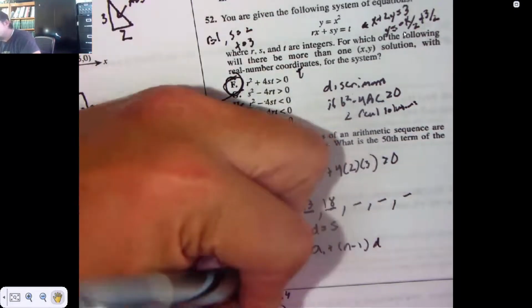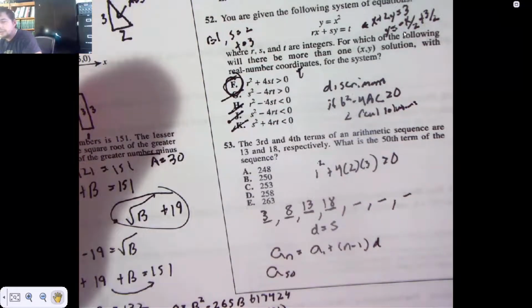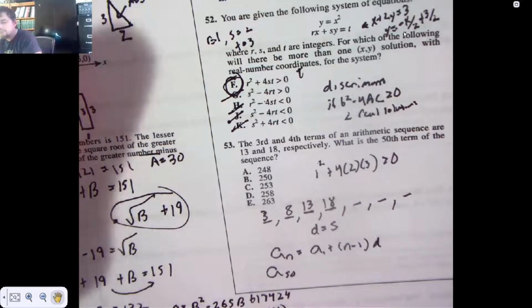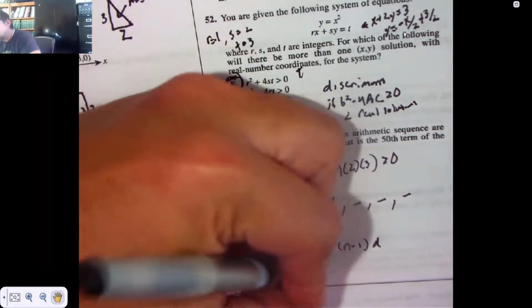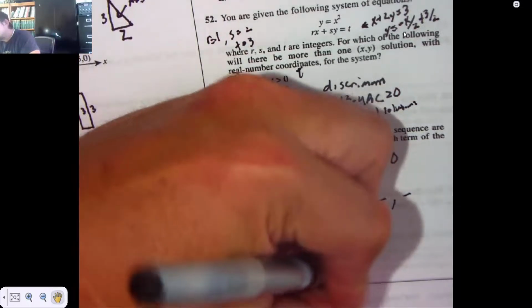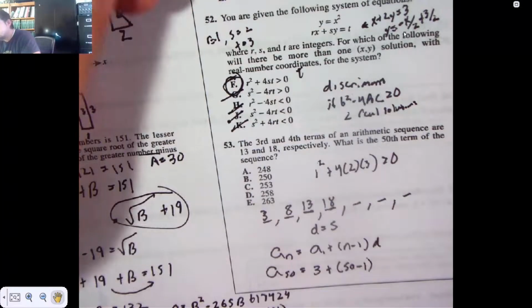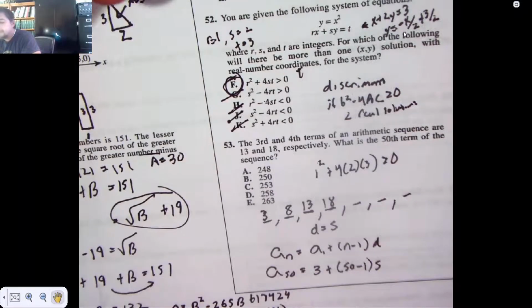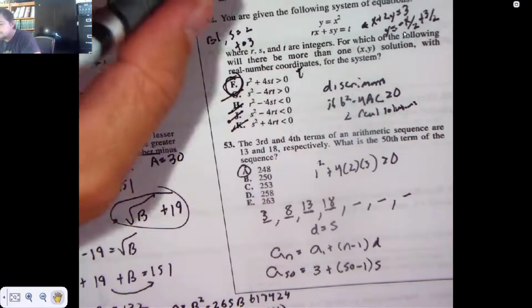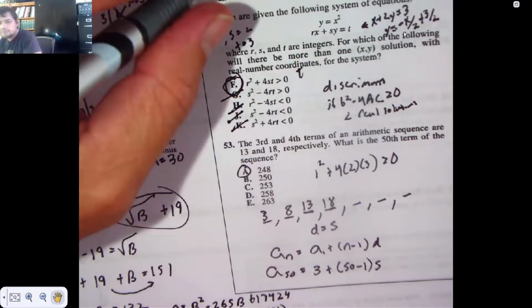So, now if I want the 50th term, usually I clean these up to make them look like y equals mx plus b, but there's no point. The 50th term would be the first term of 3 plus 50 minus 1 times the difference of 5. And that's going to give me my answer. Should be 248. That seems right, because this is going to be 245. So yeah, 248.